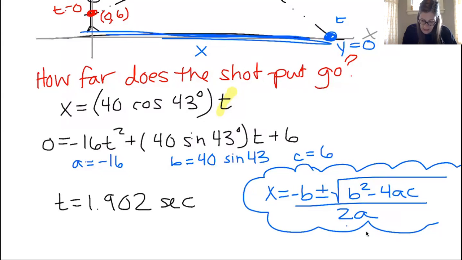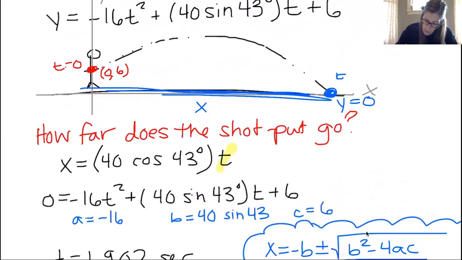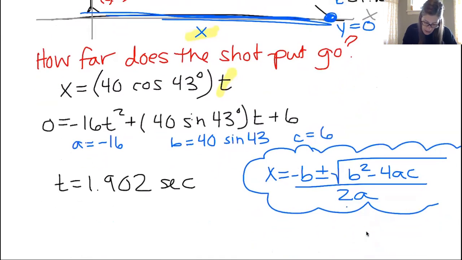Okay, and that's when the ball, so if we come back up here to our picture, that's when the ball is at a height of 0. Okay, the other one, the -1, is on the left of the y-axis, so it doesn't make sense. And we want to know, remember, how far the ball went, so we're going to plug that value back into the x equation. Okay, so I have my x equation right there.